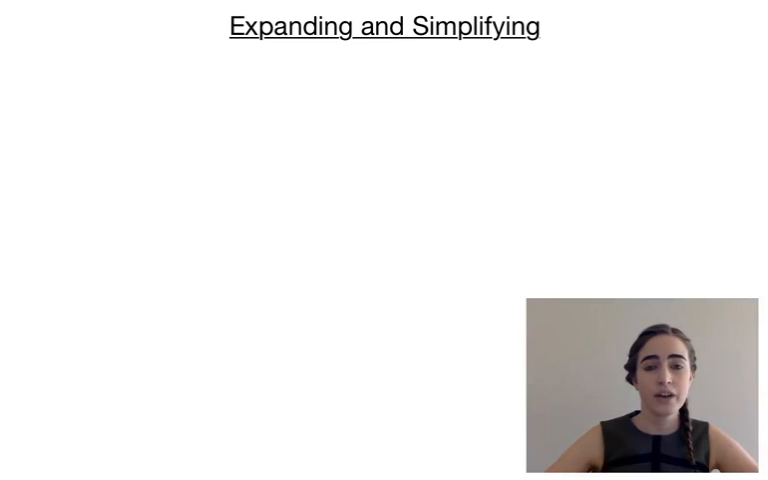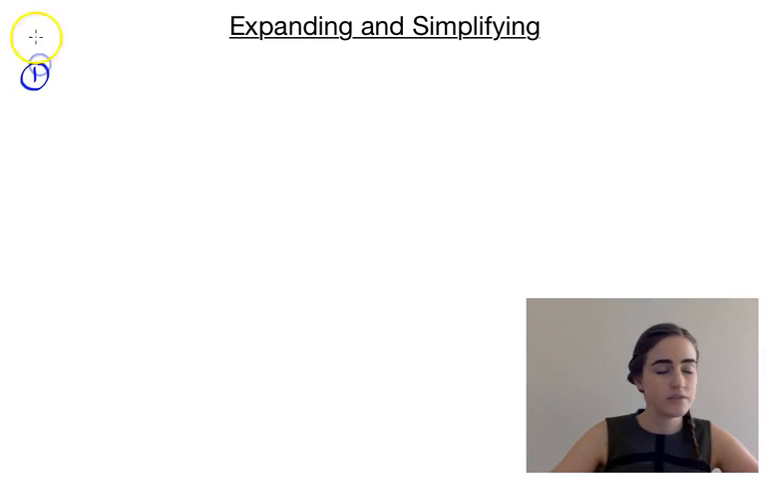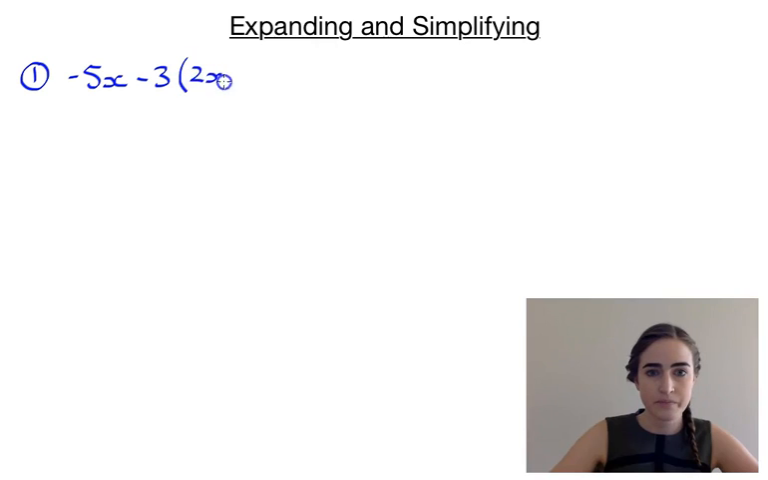In this video, I want to have a look at expanding and simplifying algebraic expressions. So let's get stuck straight into a few examples. Our first one, we're going to have minus 5x minus 3 outside of 2x plus 1. The first thing we need to do before we can simplify anything is to expand out this bracket here.